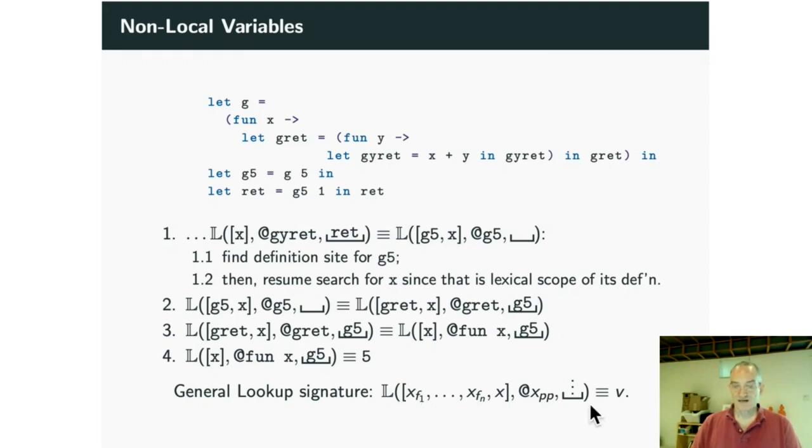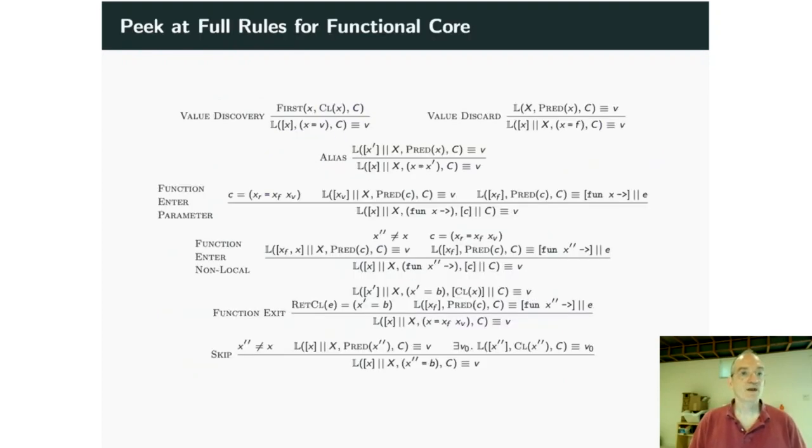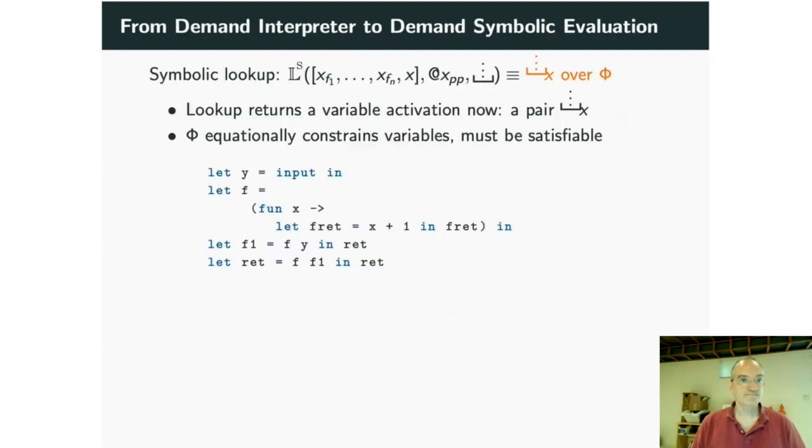But this is the full general signature of our lookup. So it has two lists of variables, basically, and that's all of the data structure of this interpreter. And here are the full rules. You can see it's a lot more complicated than the pure lambda calculus. So there are a lot of subtleties here, but it does fit on a slide, so it's not hopelessly complex.